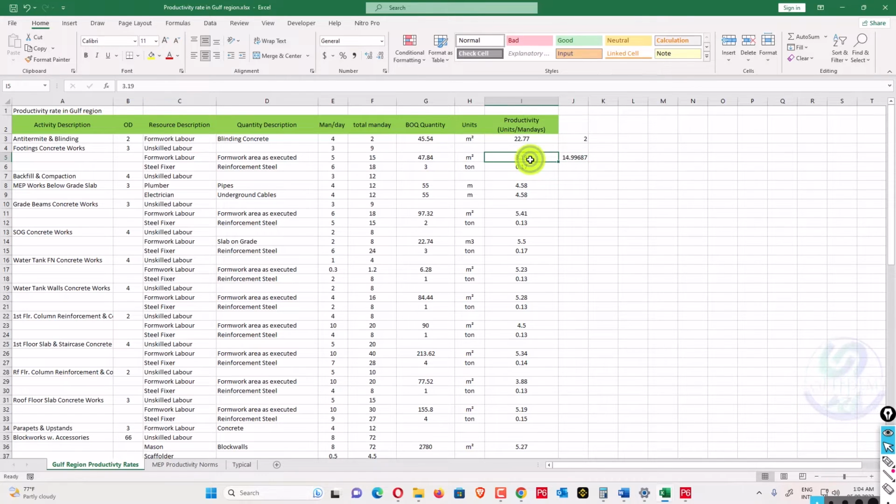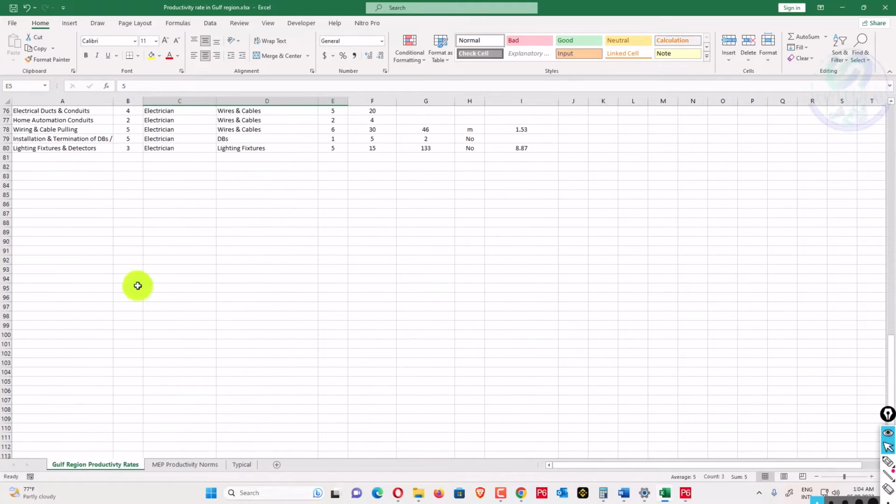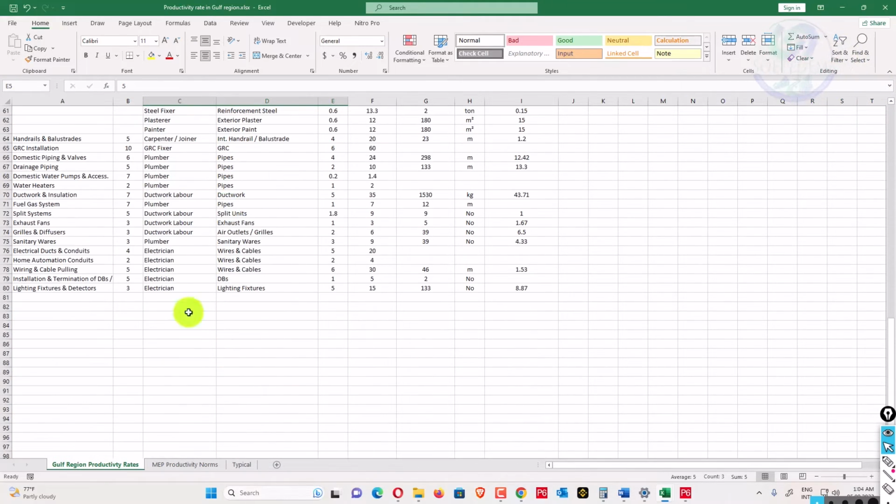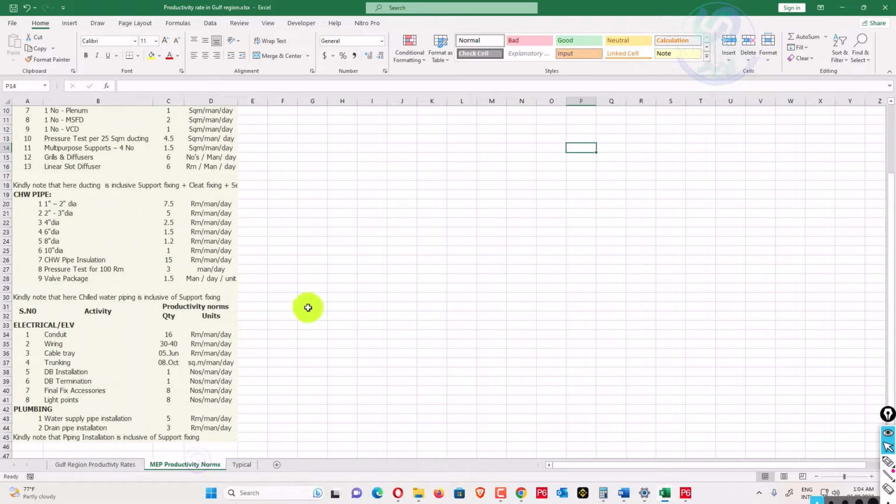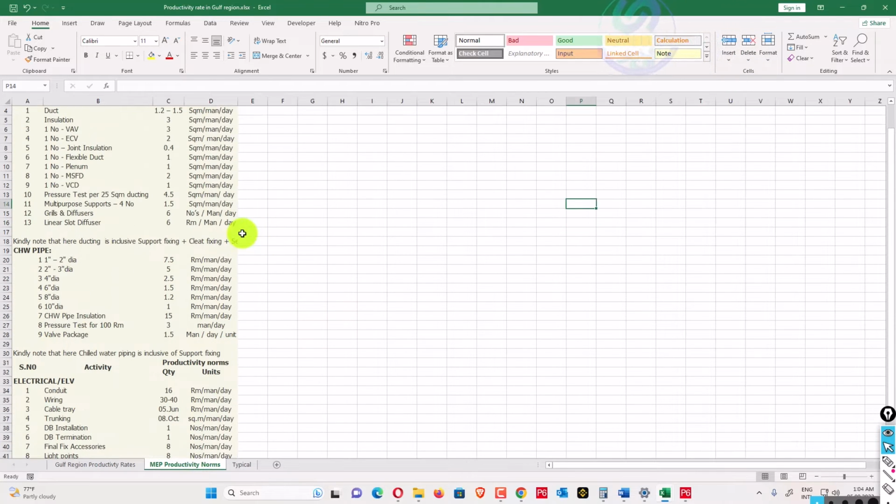This productivity rate has a crew, like formwork labor. So 3.19 square meters per day, as you can see, will be performed by 5 formwork labor. So this is the total productivity rate calculated for each one. Also the MEP productivity norms are similar to that one. You can say this is running meter per man day. So it's also similar.